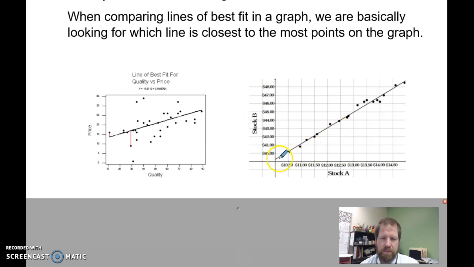So we can see pretty clearly that this one has points really close to the line, very close, and this one has points much further away. All right, so this would be our better line of best fit.